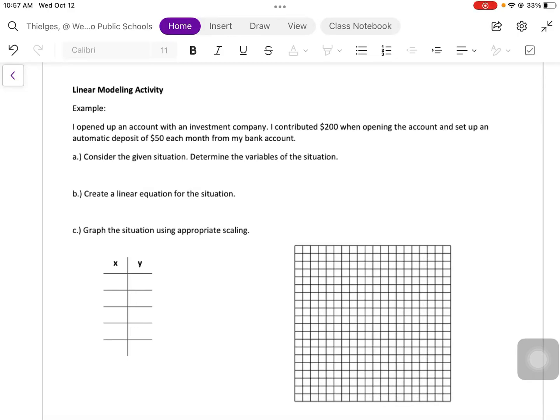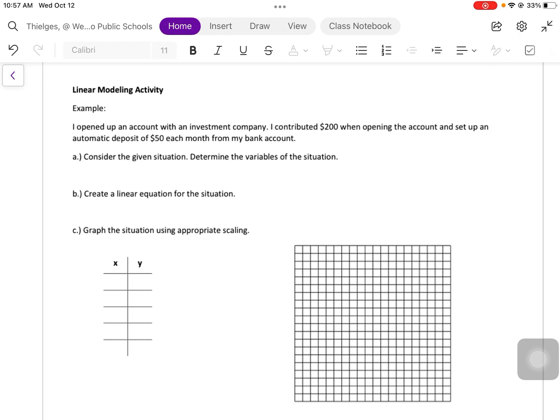Okay, so today you should be opening up a PDF that says linear modeling activity. What's going to happen is I'm going to walk you through an example of what I'm looking for in this linear modeling activity. And then eventually today you're going to leave and think about what data you could get that would fit this activity, and you'll have the day to work on it the following class period.